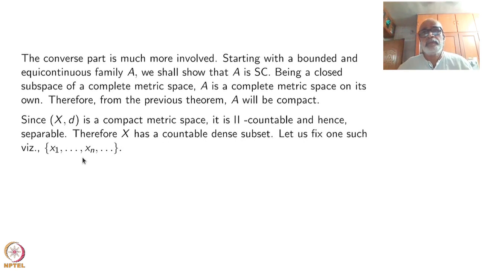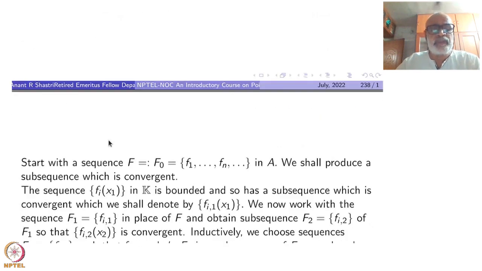Let us fix any countable set which is dense. No need to be specific here, because after all, X is an arbitrary space, we don't know anything more than that. Fix one such countable separable subset of X, that's all. Start with a sequence, say f1, f2, ..., fn, which I am calling f naught. Inside A, every sequence must have a convergent subsequence; our aim is to show that this sequence has one. So what we are going to do is produce a sequence of subsequences, almost like improving the sequence at each step. We shall finally produce a convergent subsequence.